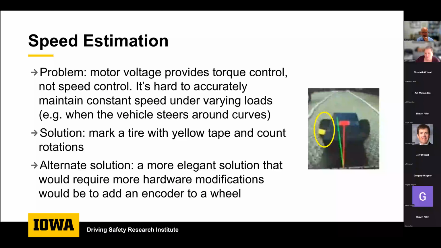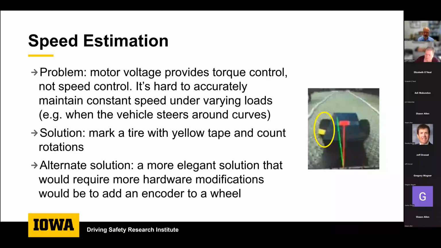So let's talk about that a little more. So the problem that we have, if you want to go and build one of these things yourself, is that the voltage that you provide to the motor is not doing speed control, all right? It's actually doing something more like torque control or flux control. And so it becomes difficult to accurately maintain a constant speed, especially when the loads are varying.